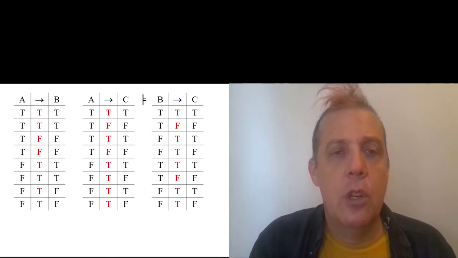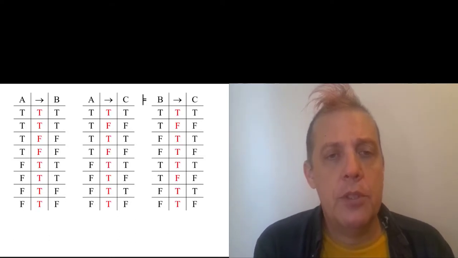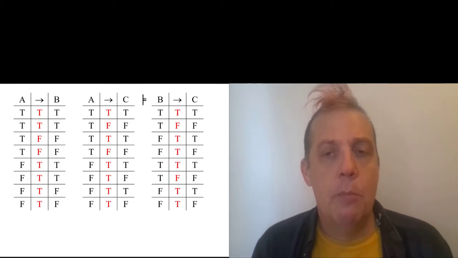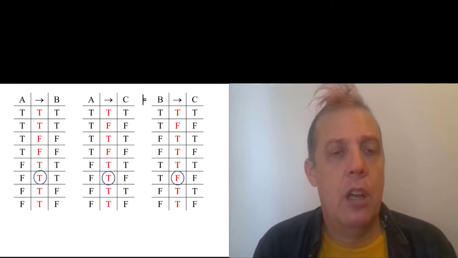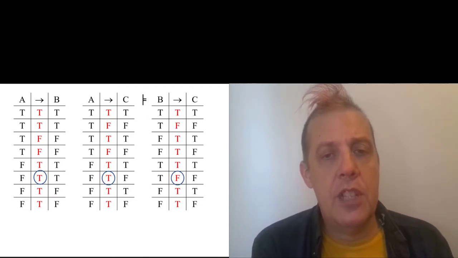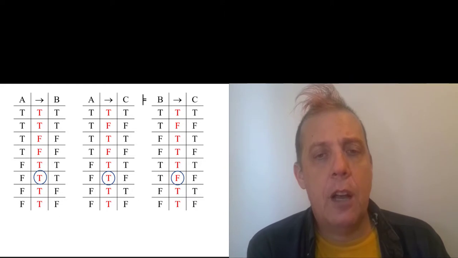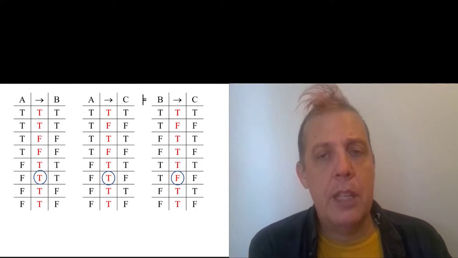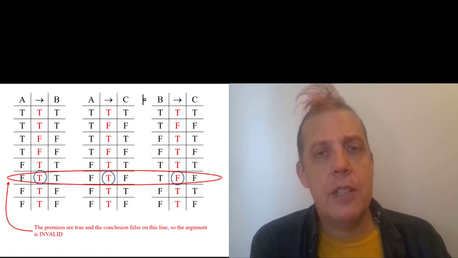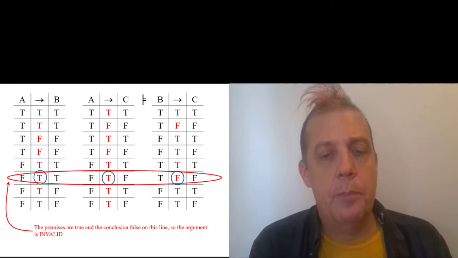Now in this case, when you fill in all of the truth tables, you see you have different patterns for the main connective each time. But look here on this row that's just 2 up from the bottom. You've got 2 truths in the premises. A implies B is true, and A implies C is true. But you've got a false for the conclusion. B implies C is false. And so that shows that the argument is invalid.